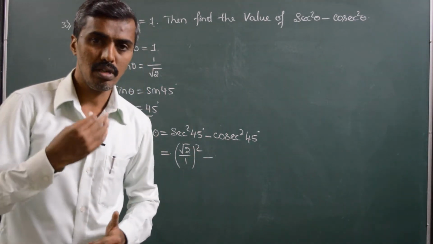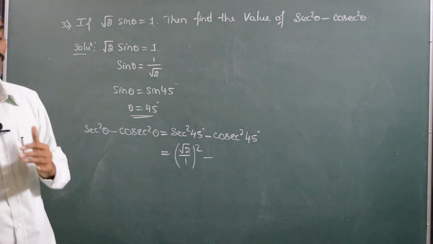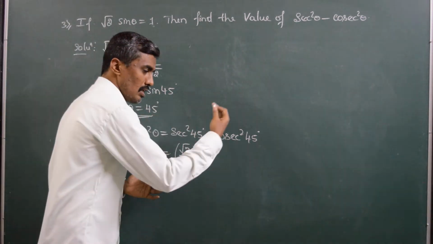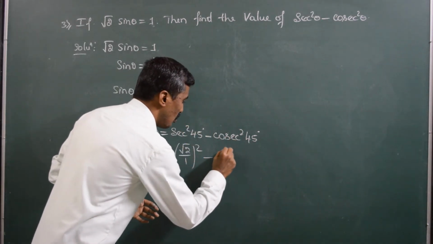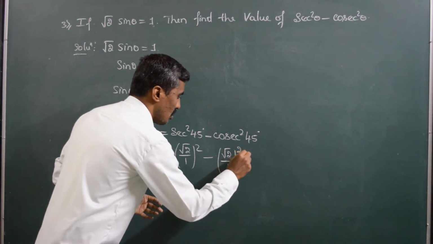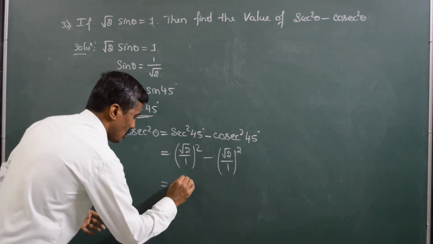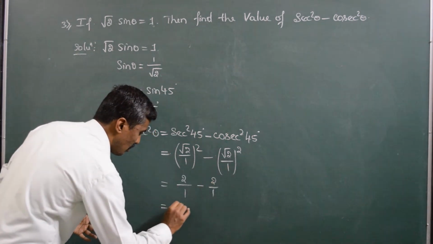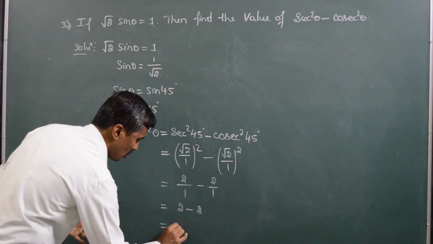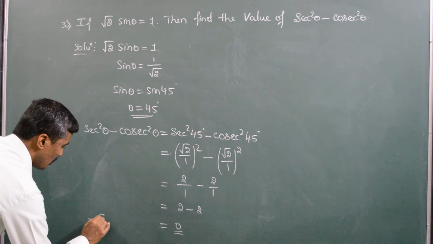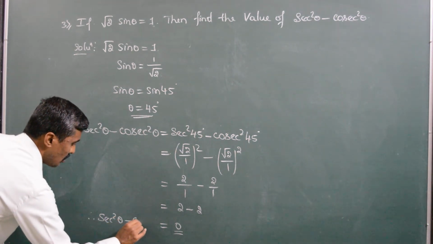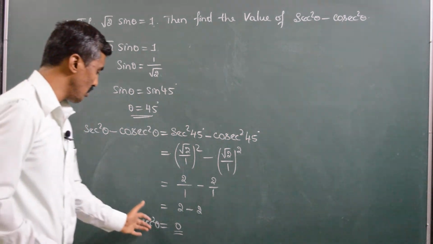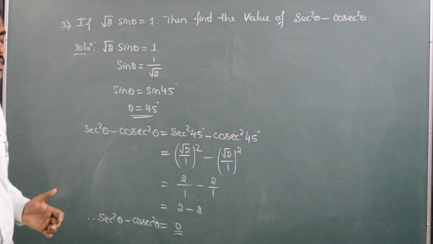Minus cosecant square 45 degree. Cosecant theta is the reciprocal of sin theta. So sin 45 degree is 1 by root 2. Therefore cosecant square 45 degree is root 2 by 1 whole square. Now square it. Root 2 square is 2 divided by 1 square is 1, minus, here also the same, 2 by 1. So what is 2 by 1? 2 minus 2. So what is 2 minus 2? That is 0. Therefore the value of secant square theta minus cosecant square theta, when theta is 45 degree, is equal to 0.